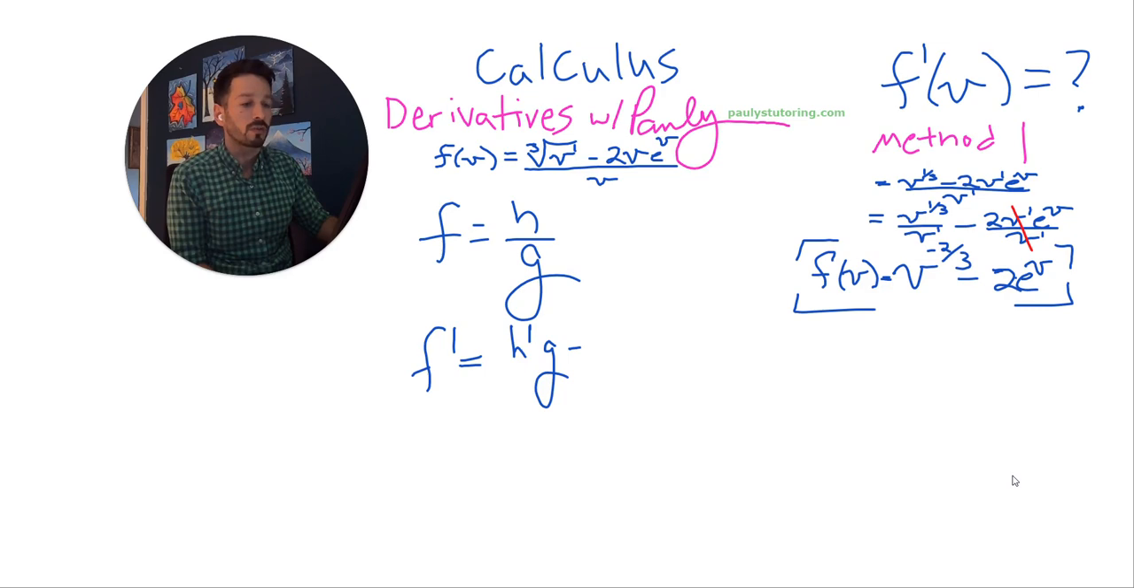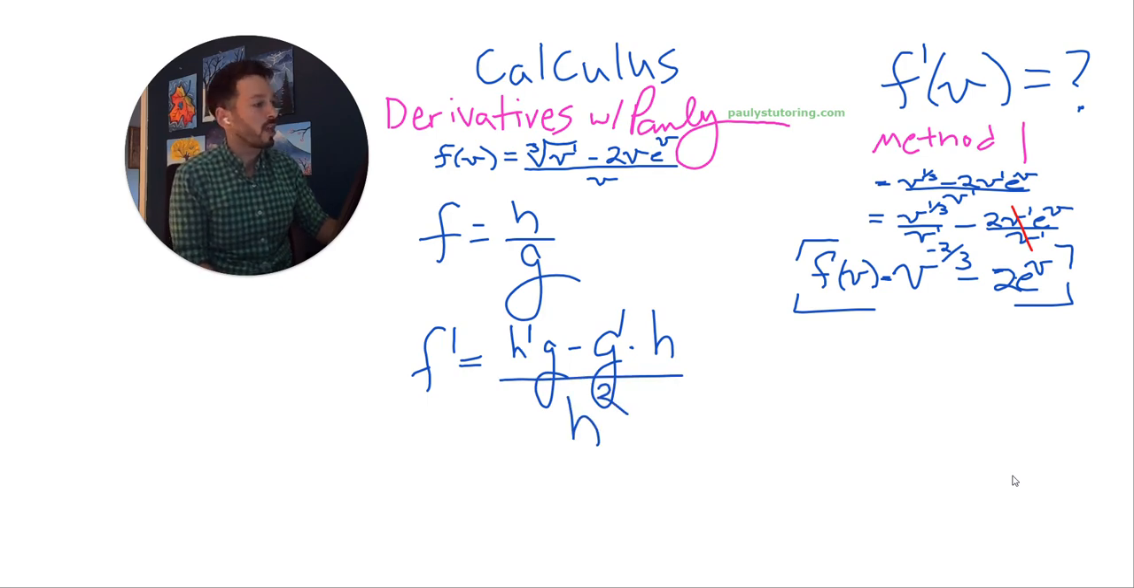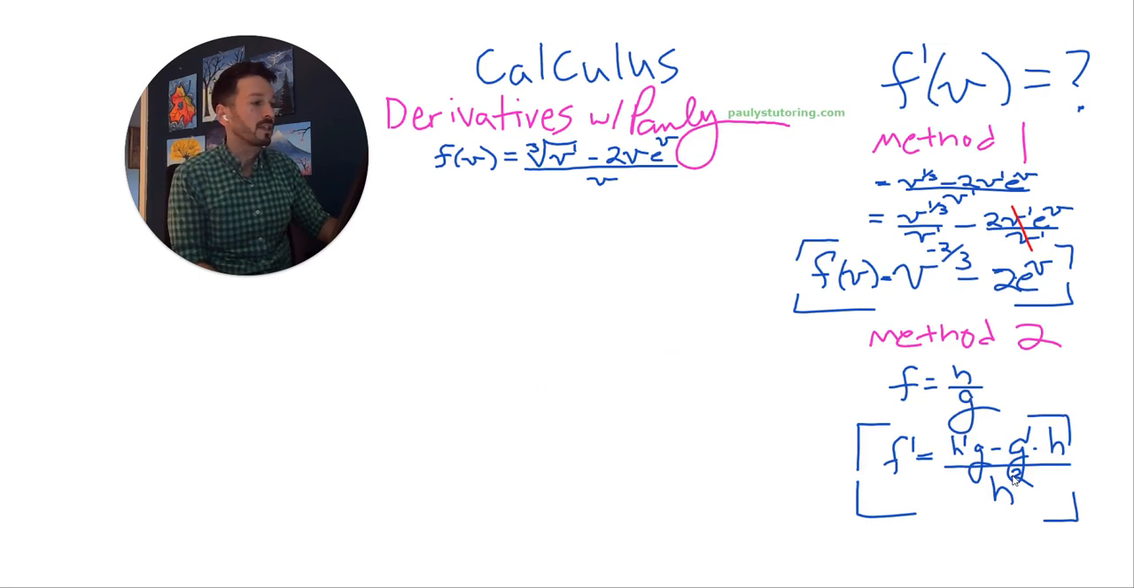Okay, method two is to recognize that we have a function over a function. So this is the quotient rule: the derivative of the top times the bottom minus the derivative of the bottom times the top, all over the bottom squared. Okay, this would be a little bit more challenging, but totally doable. All right, so that's method two.